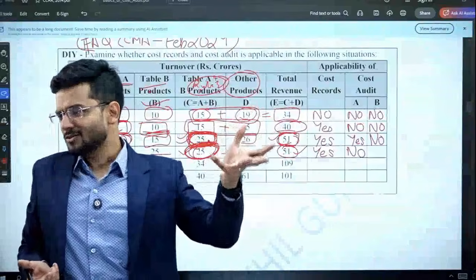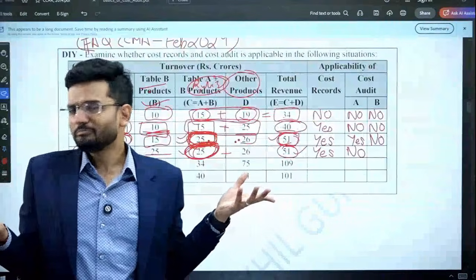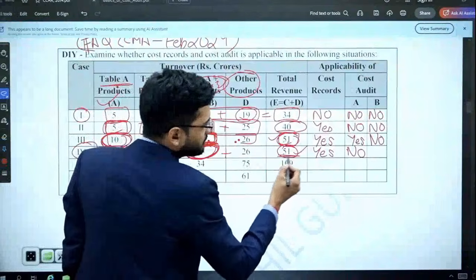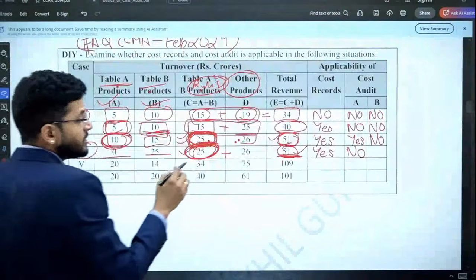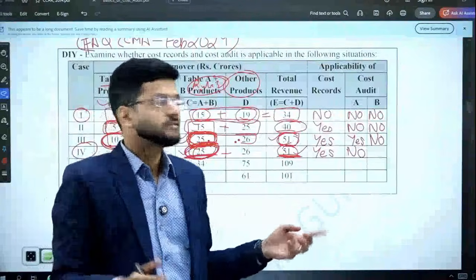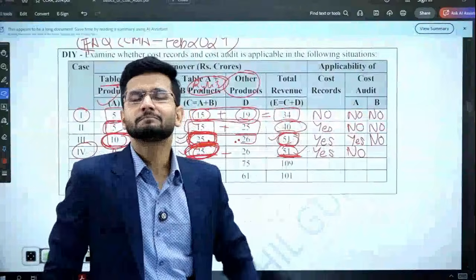Why sir, why? This is not fair sir. Both the conditions are satisfied for table A. First condition, more than 50 crore overall turnover. Second condition, turnover of table A and B products 25 crore. Both the conditions are satisfied. Then why no? Should be yes.